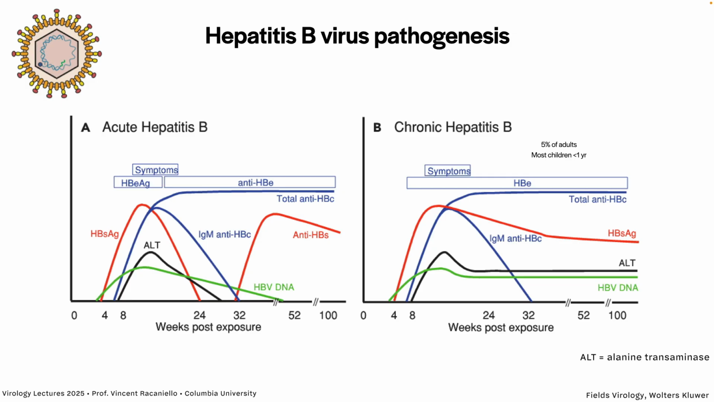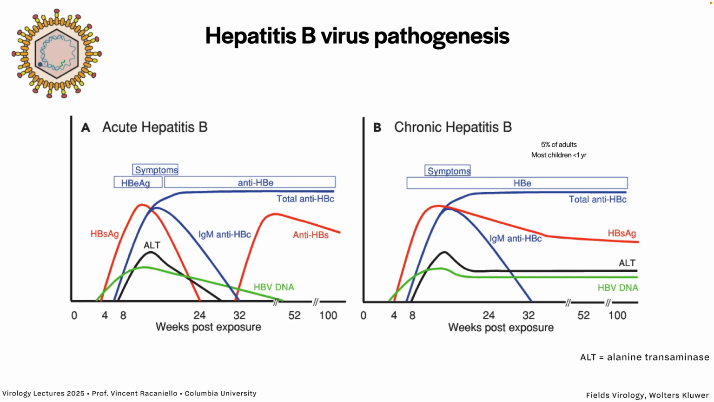Now, this is the pathogenesis of acute and chronic hepatitis. Acute is on the left. So we get exposed at week 0, and these are weeks post-exposure. Then we're measuring a lot of different things here, okay? Let's look at DNA. The green is a good measure of virus reproduction. It's peaking around here, and you can see that's when you get your symptoms. And these other names, HBs antigen, these are viral proteins. So one of the viral proteins, the surface protein, the spike, peaks very early, as you can see.